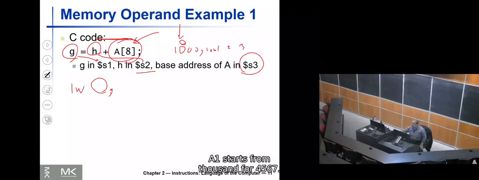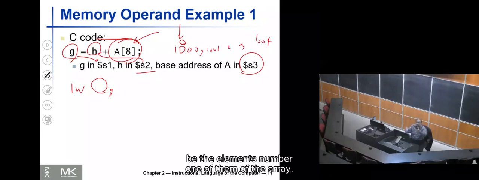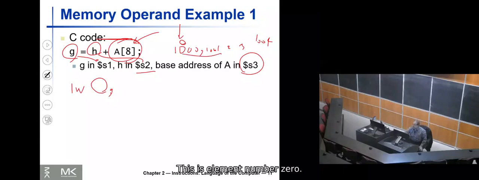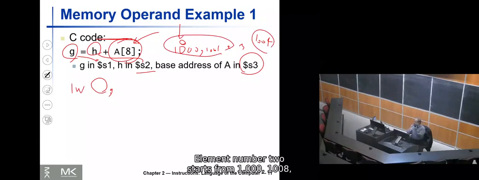Then we have A1. A1 starts from 1004. 4, 5, 6, 7. So the next 4 bytes would be the element number 1 of the array. This is element number 0, element number 1. Then element number 2 starts from 1008. 1008, 1009, 1010, 1011 would be the element number 2 of array A, and so on.